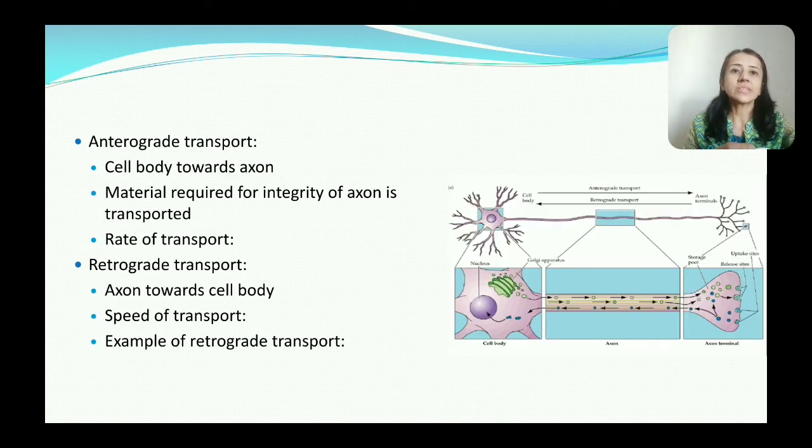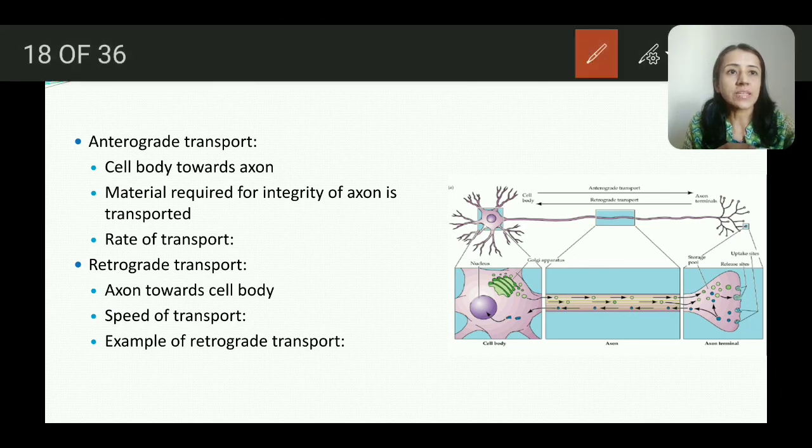Now, what is this anterograde transport? Here, you can see the transport of substances from the cell body towards the axon, that is anterograde. You can see here in this direction. Materials which are required for the integrity of the axon are transported by anterograde transport, and the rate of anterograde transport is 400 mm per day.